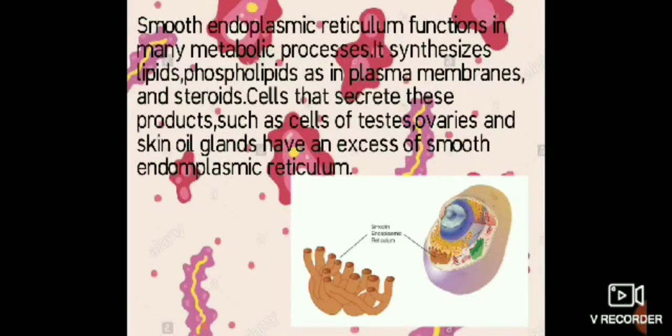And we have the smooth endoplasmic reticulum function. In many metabolic processes, it synthesizes lipids, phospholipids as in the plasma membrane, and steroids. Cells that secrete these products, such as cells of the testes, ovaries, and skin oil glands, have an excess of smooth endoplasmic reticulum. And also we have a picture of the smooth endoplasmic reticulum.